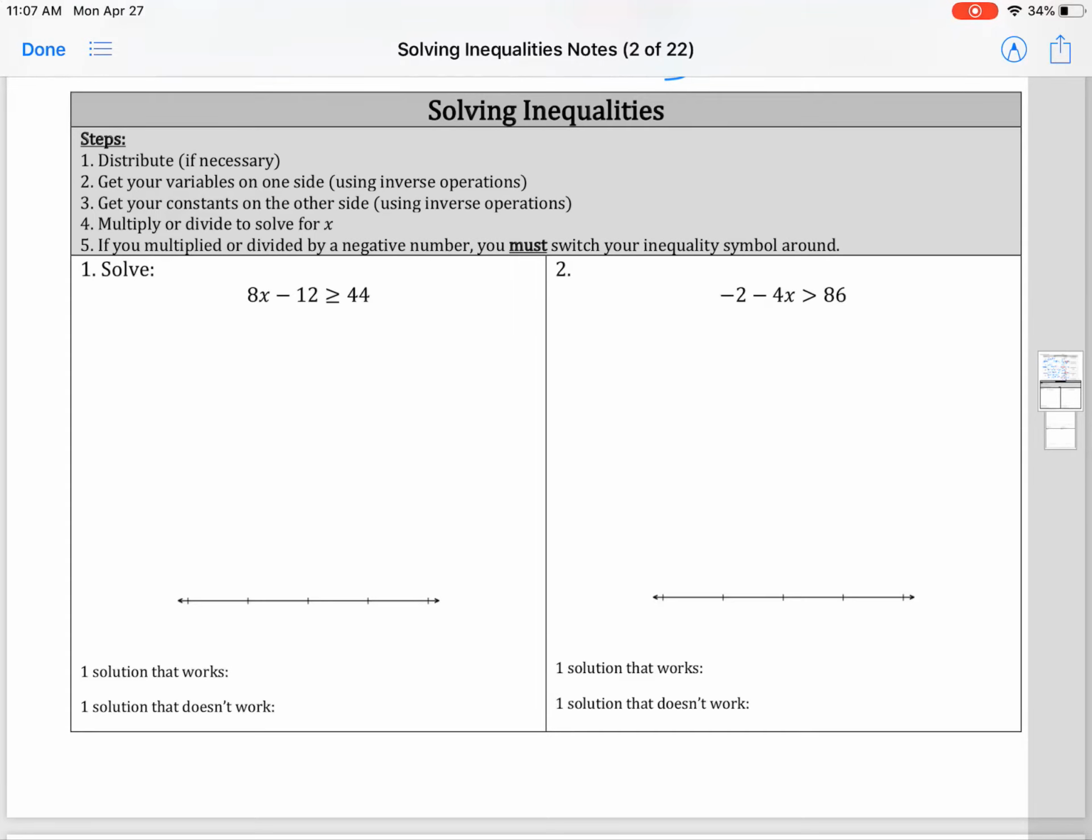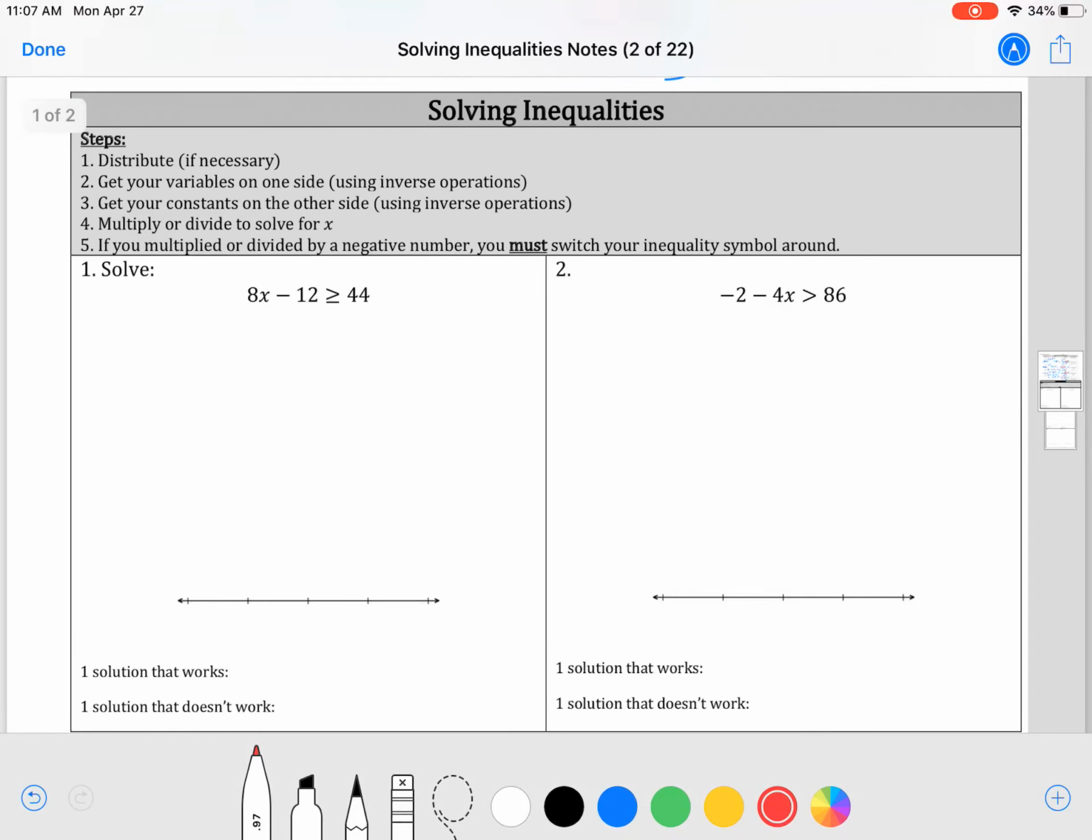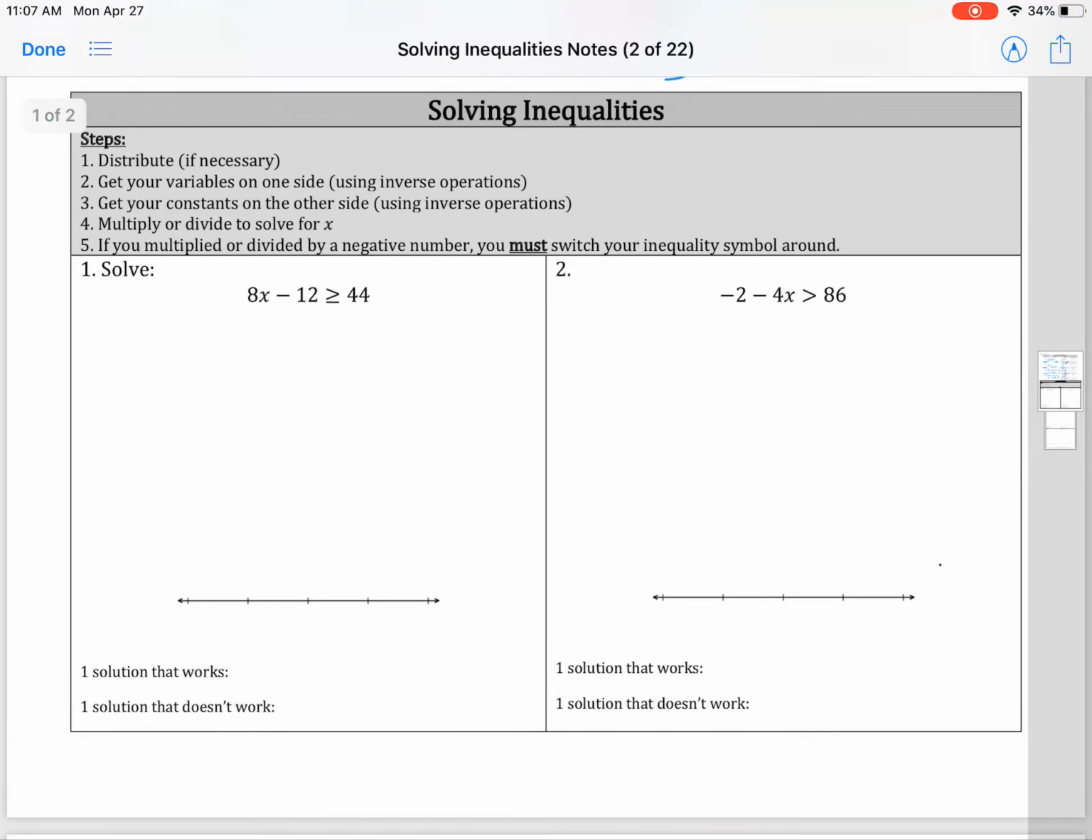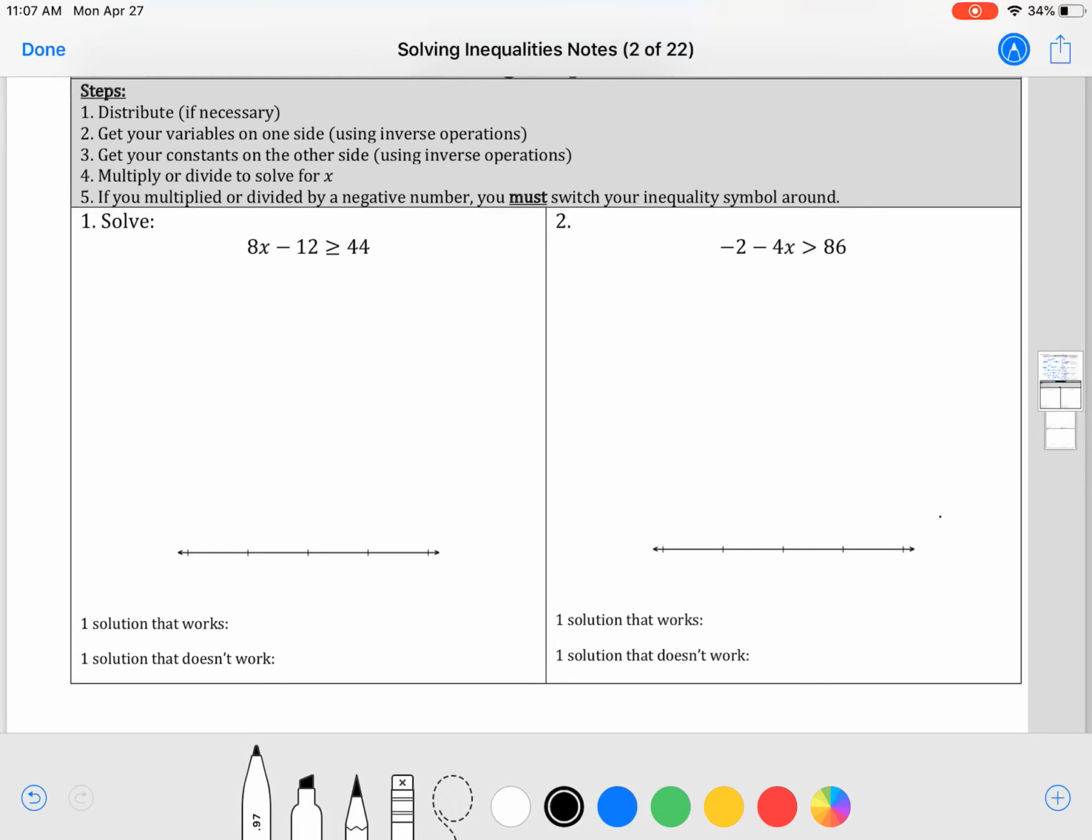So you can see these steps. You're going to solve it normally. 1, distribute. 2, get your variables on one side. Get your constants on the other side. Solve for x. It's everything we talked about where x wants to be by itself. So let's start with this first one. I'm hoping that this one you're going to be like, okay, I can do this. I really can. The second one is when we're going to introduce some new things. But let's first start with this.